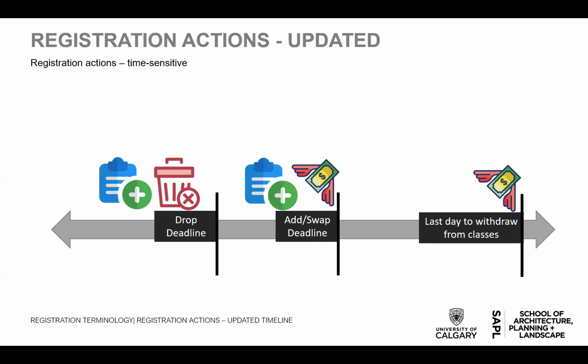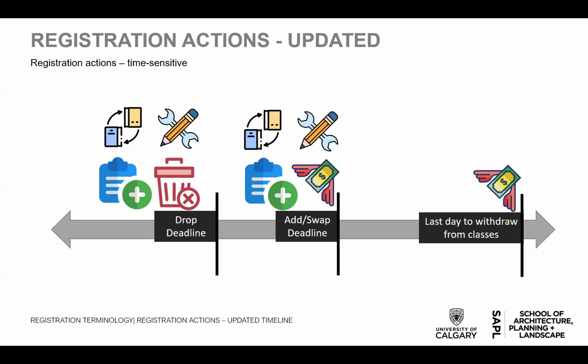To summarize, I've brought back the time frame of when you can take the different registration actions. Similar to before, you can add, drop, or swap and edit up to the drop deadline. After the drop deadline, you can add or swap and edit your courses. You can also withdraw from your courses. Finally, after the add swap deadline, the only action you can take is to withdraw from your classes up until the last day to do so.